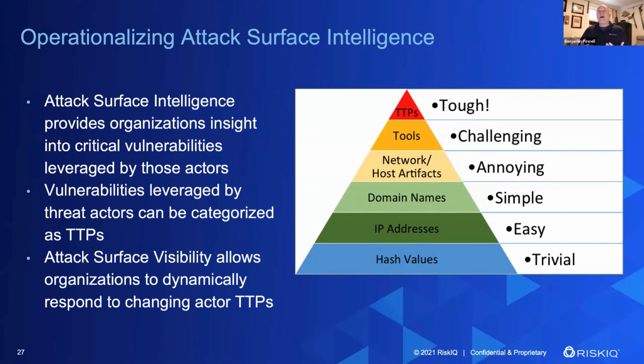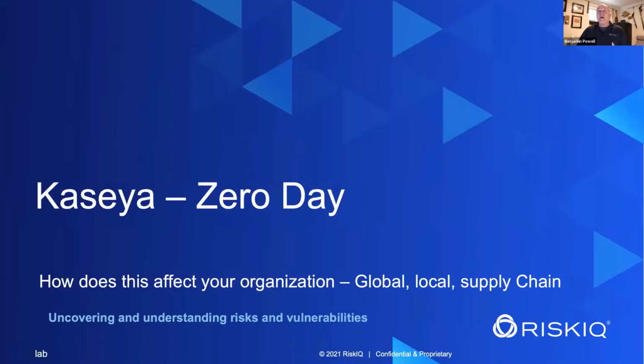So when you think about operationalizing attack surface intelligence, looking at a hash to see if you have it, that's easy, or an IP address or a domain. Network host artifacts, they're okay. Tools, kind of hard to understand. And then the TTPs are really hard, but this is where we've been able to make this a lot easier for organizations. Now, what we're going to do here is we're going to talk about Kaseya.